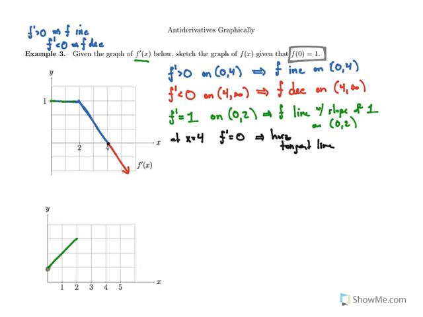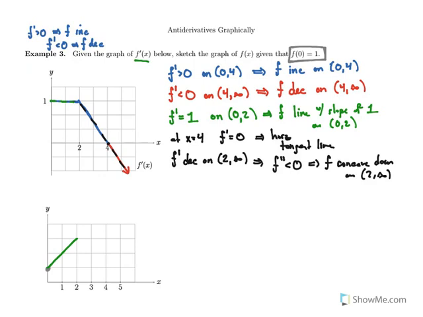Then f is going to change. It's no longer going to be a line. It's going to be something curvy. And actually we could say even more here too. We could say that f prime is decreasing on the interval 2 to infinity. It's going down on that interval. And that means that f double prime is less than 0, which means that f is concave down on that interval. So that gives us more information about what this graph looks like.